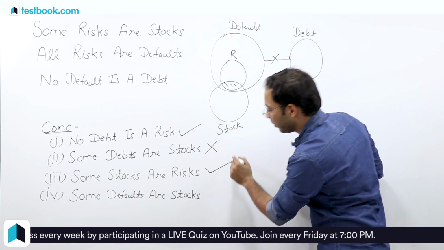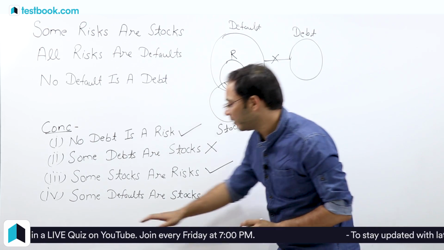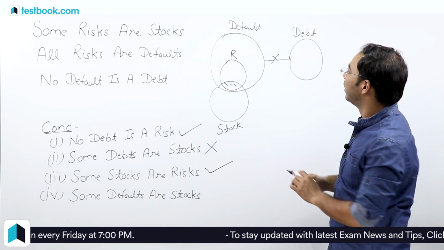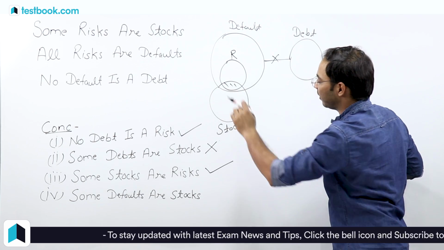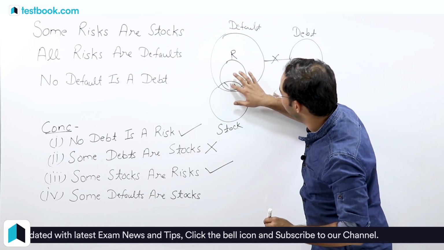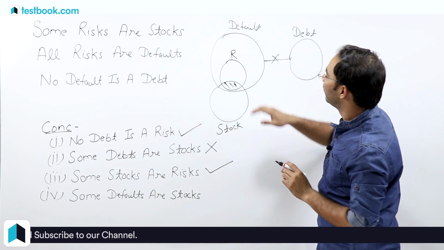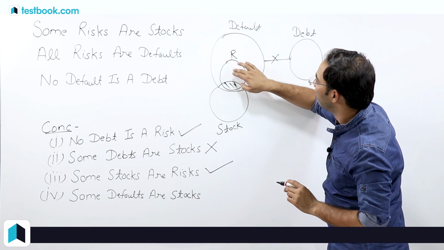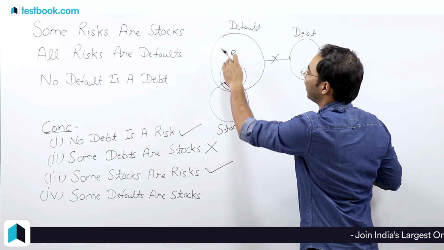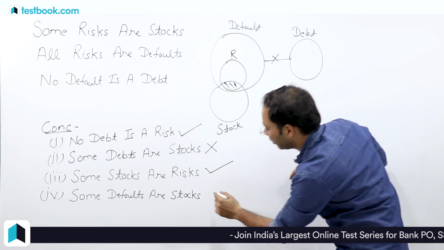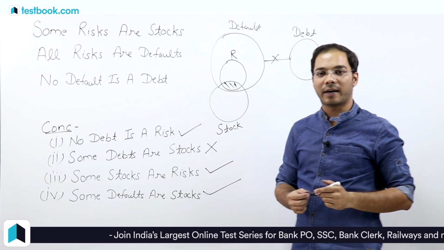So this will be the correct conclusion. Last one is some defaults are stocks. Default is here, stock is here. This part which is common between risk and stock will also be common between default, stock and risk, because all the risks are inside the default. So this will also be correct.